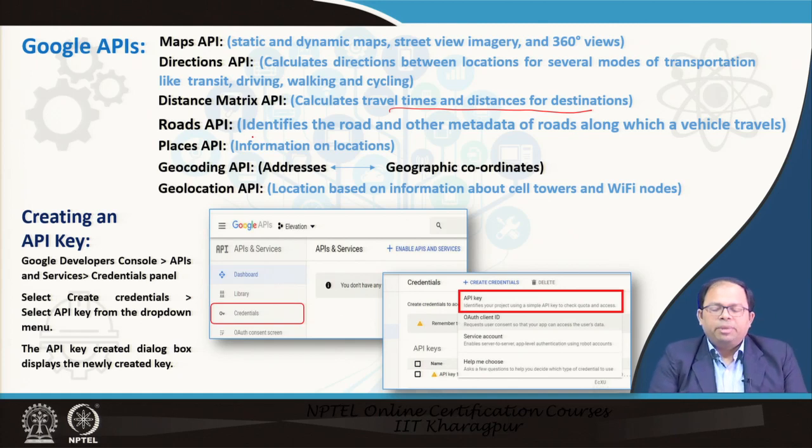Then we have the Roads API, where we get other metadata of roads, and the Places API, where we get information on locations. We have the Geocoding API, where addresses can be given a geographic coordinate, or given a geographic coordinate, we can find the addresses nearby. So all these things could be determined using this kind of APIs. The Geolocation API gives a real-time location of a particular person using cell towers and Wi-Fi nodes. So instead of GPS, we can also go for location search using this particular API. So these are the very popular APIs.